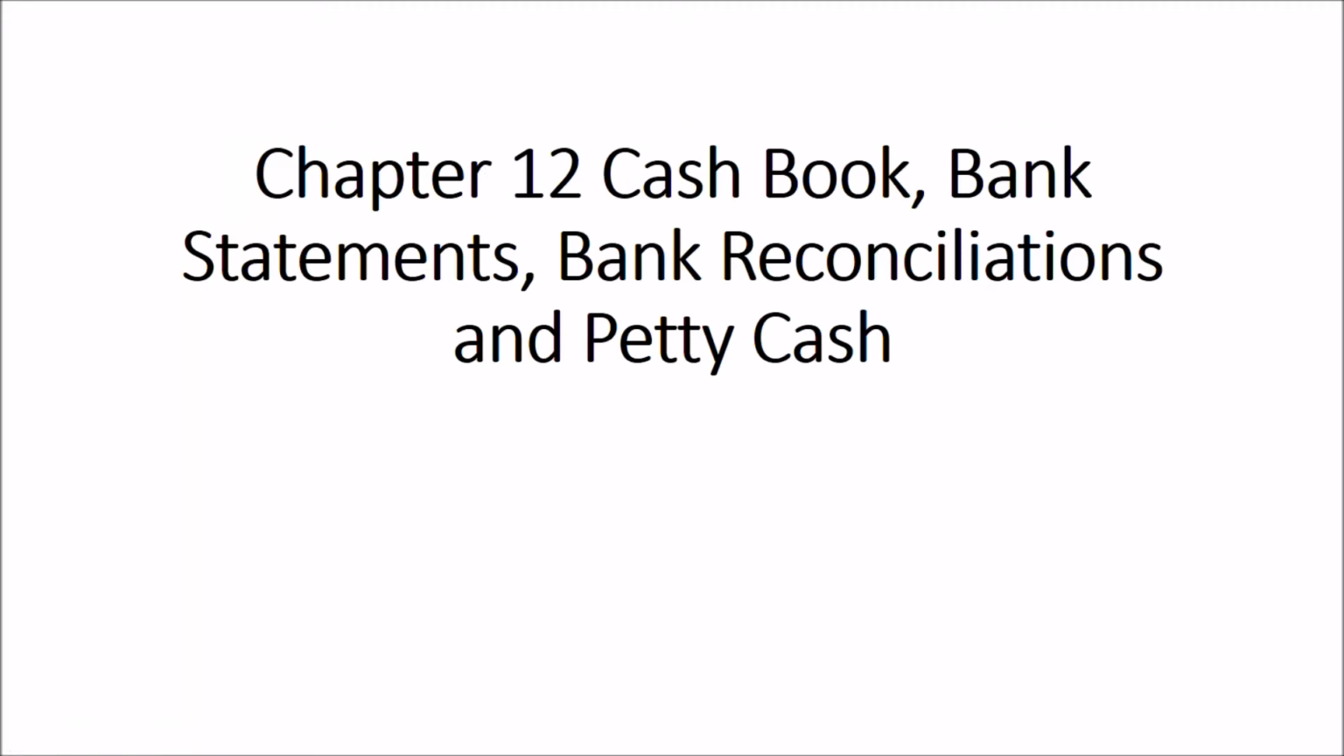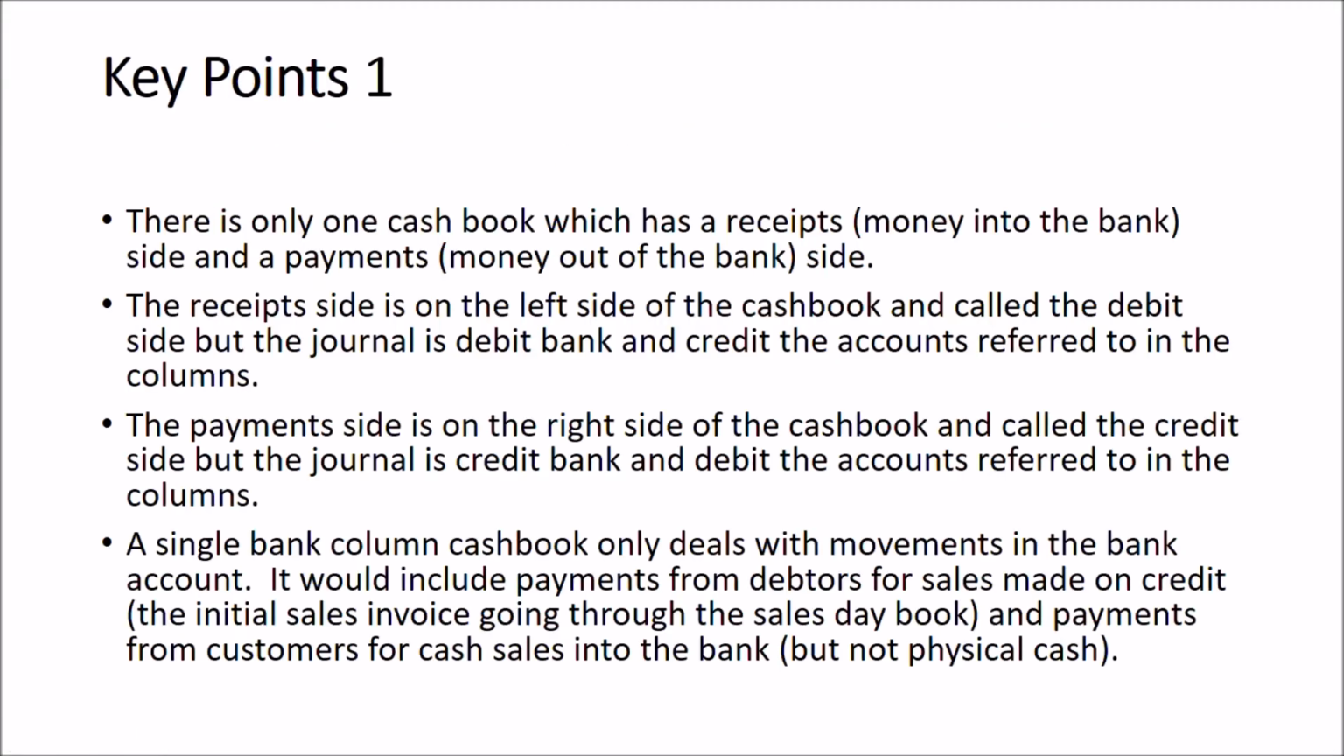Chapter 12, Cash Books, Bank Statements, Bank Reconciliations and Petty Cash. So the key points in this chapter: there's only one cash book, which has a receipt side, money into the bank, and a payment side, which is money out of the bank.